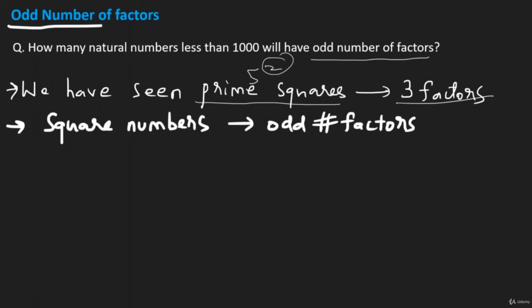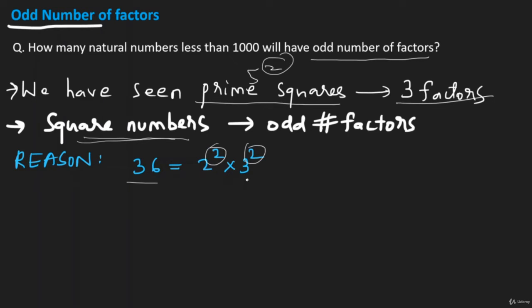Now let's try to analyze the reason for this. Now say 36. 36 we know is equal to 6 square, right? It's a square number. Now when we prime factorize 36, we'll get it as 2 square into 3 square. Now you can see that for any square number, the powers that you get over here will be of the form even, right? It will be an even power over here.